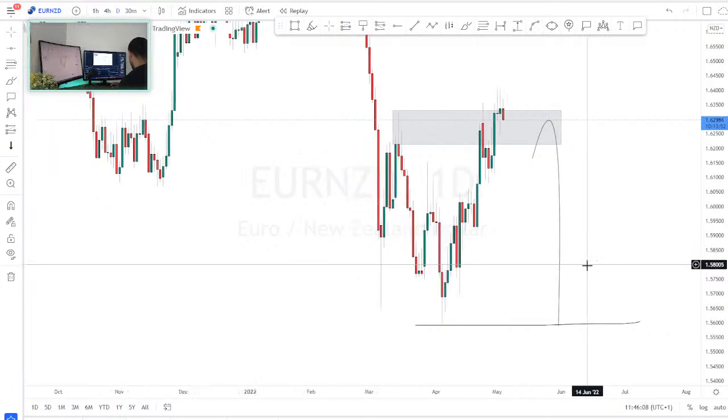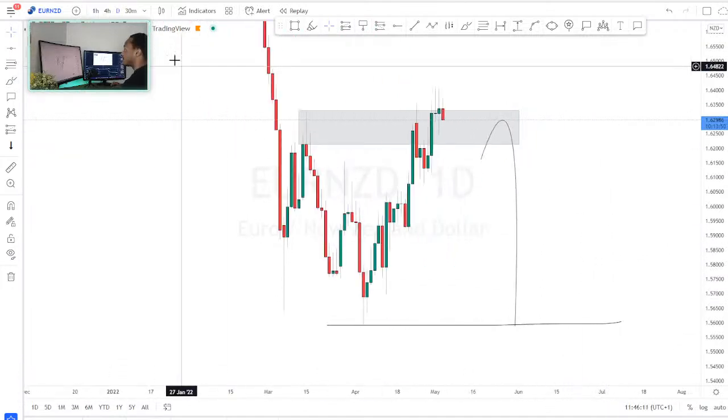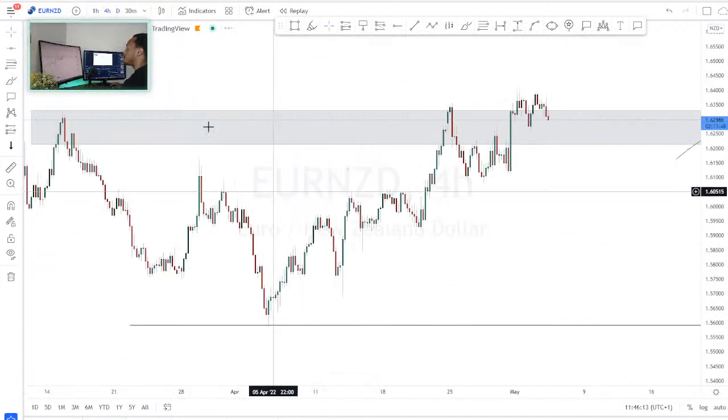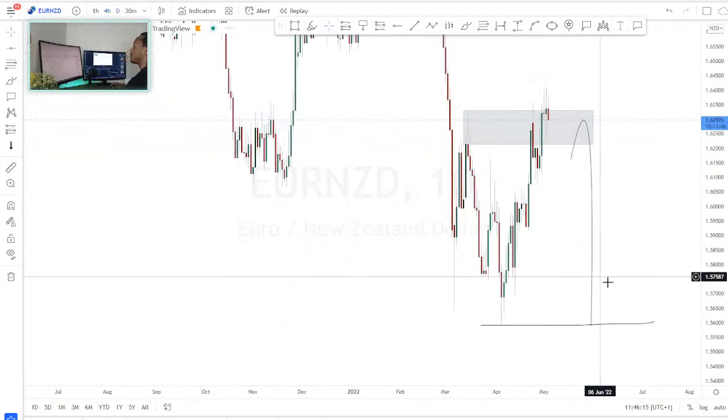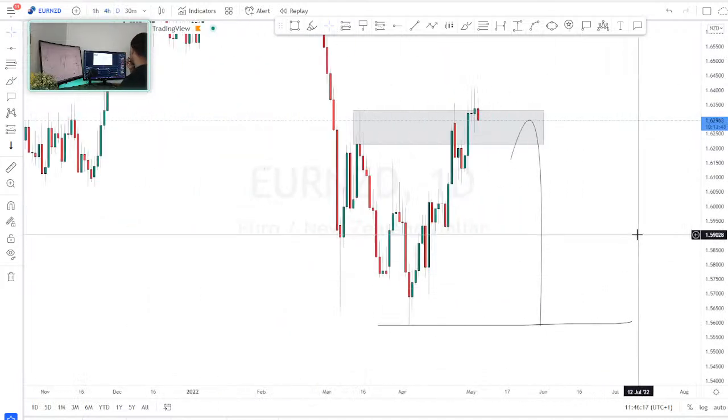FTMO is my main. I have 400k with them. Yeah, if you have 400k with them, then you don't really need to look for another funding company, but I suppose they might have different rules or a different structure, so it might be better towards your trading, or maybe the percentage might be a little bit better.